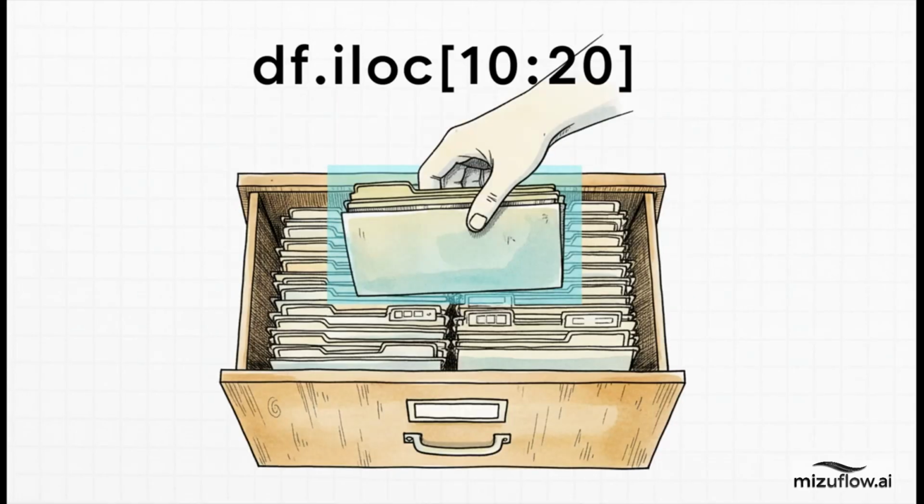You can also grab a whole lineup of suspects at once. Let's say you need to examine suspects number 10 through 19. Well, you can just slice them out with df.iloc[10:20]. This lets you pull a whole chunk of your data based on its position in the file.